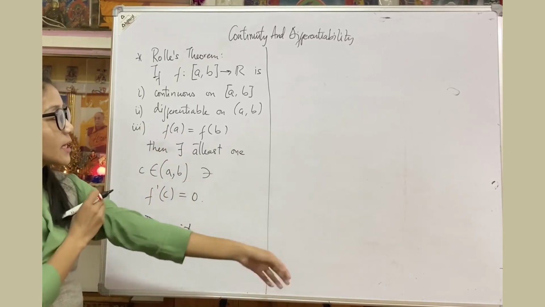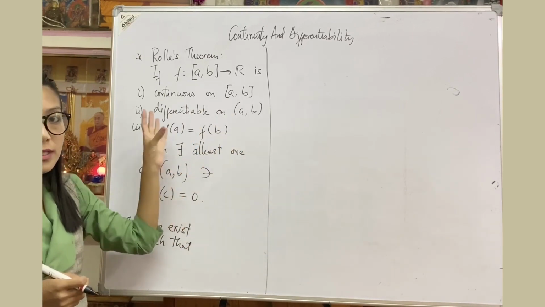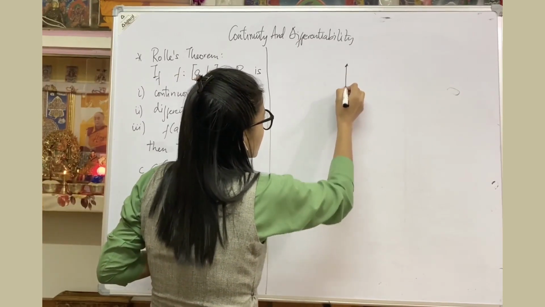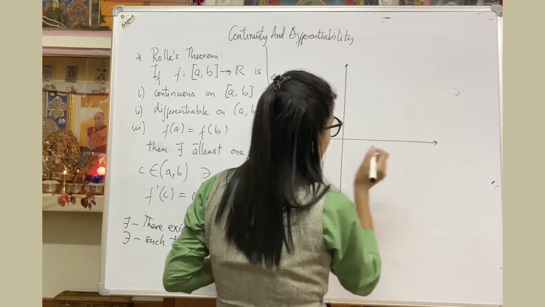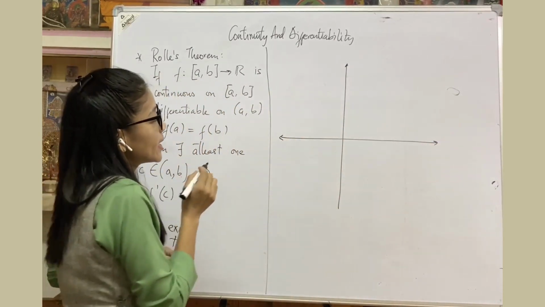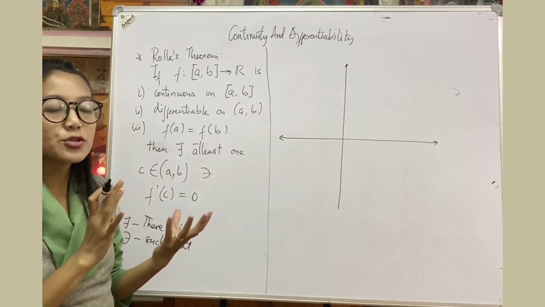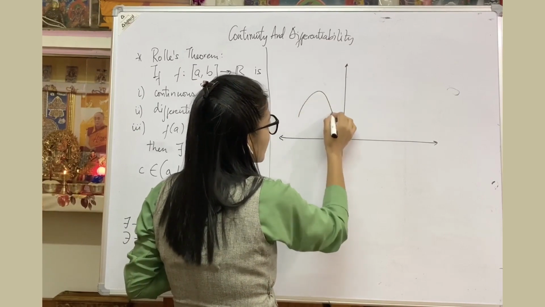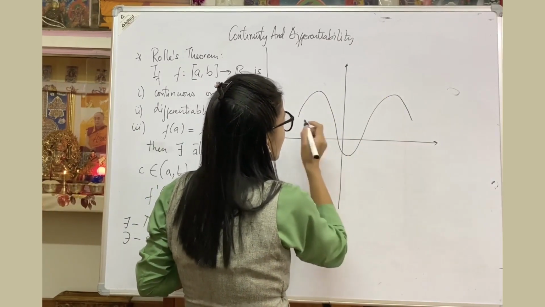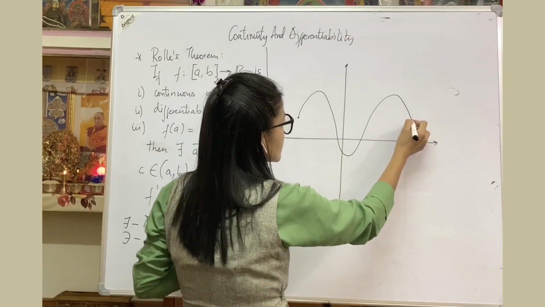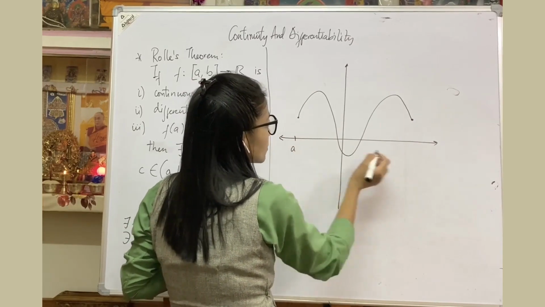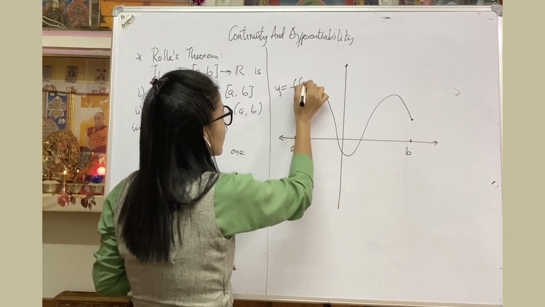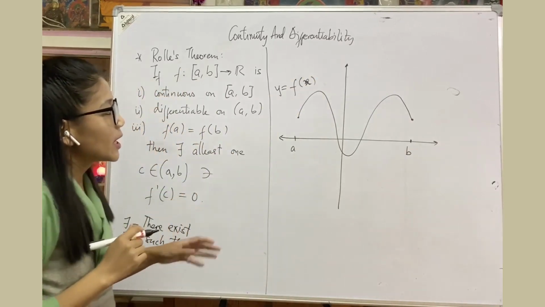Now we shall see the geometrical interpretation of this theorem. I can prove this theorem graphically. Say this is my graph, and you can consider any function, since any function represents certain curves. So let me take my function as this, and it is defined in the interval a to b. Now this is my function f of x. Now you look at the graph.